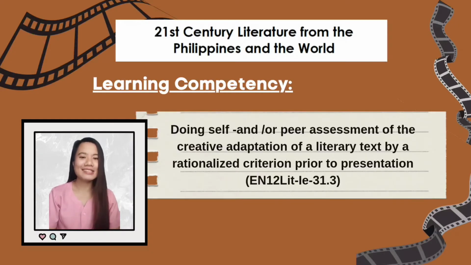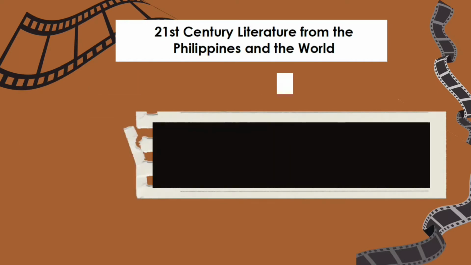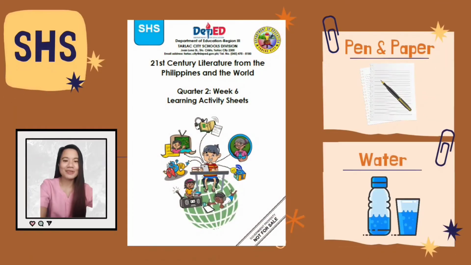For your Week 6 lesson in 21st Century Literature from the Philippines and the world, which is entitled Doing Self and or Peer Assessment of the Creative Adaptation of a Literary Text based on Rationalized Criteria prior to presentation. From the title itself, we will be dealing with various samples of creative adaptation and how to assess it using rationalized criteria. And now, get your learning activity sheets in the 21st Century Literature from the Philippines and the world, Quarter 2, Week 6. Do not forget your pen and paper and water to drink.